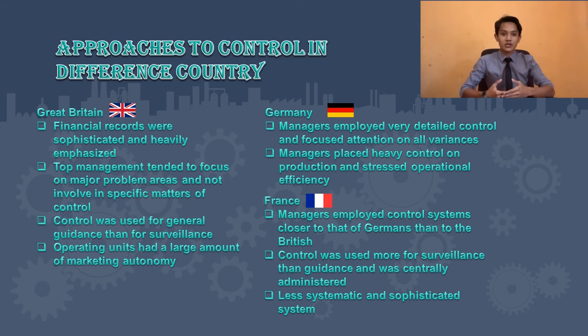The next one is Germany. The managers employ very detailed control and focus attention on all variances. Managers place heavy control on production and stress operational efficiency. The next one is France. Managers employ a control system closer to the Germans than to the British. Control was used more for surveillance than guidance and was centrally administered. The control system in France is a less systematic and sophisticated system.